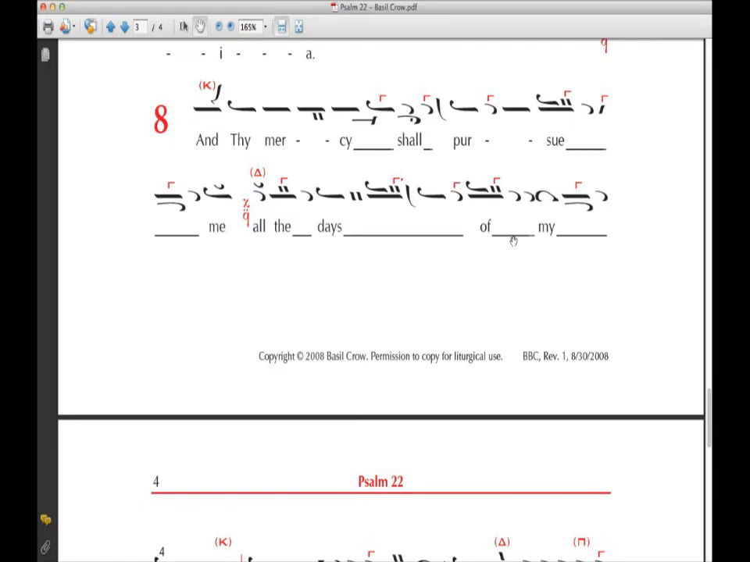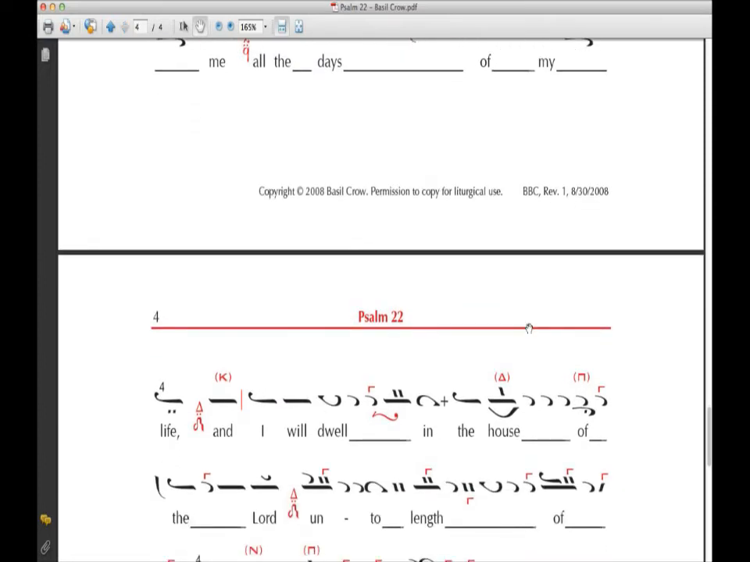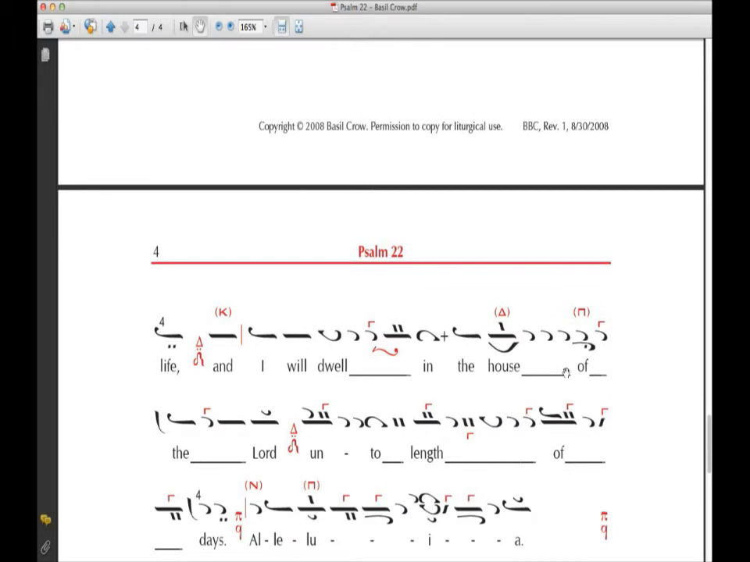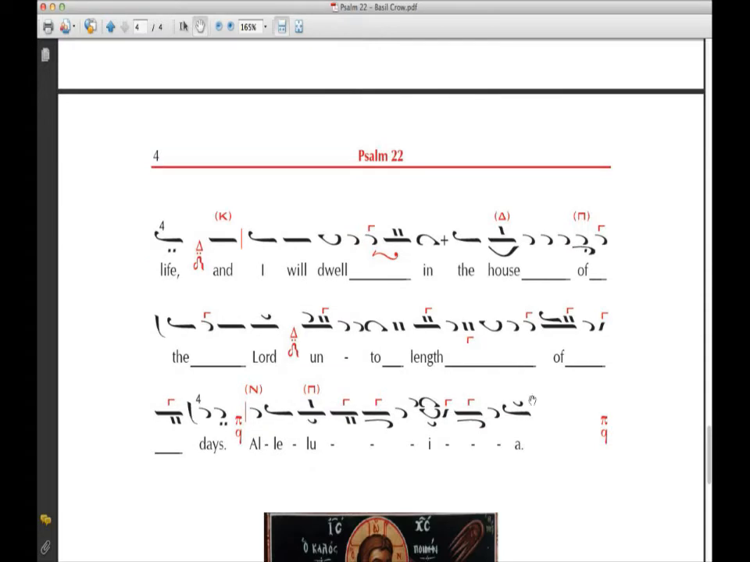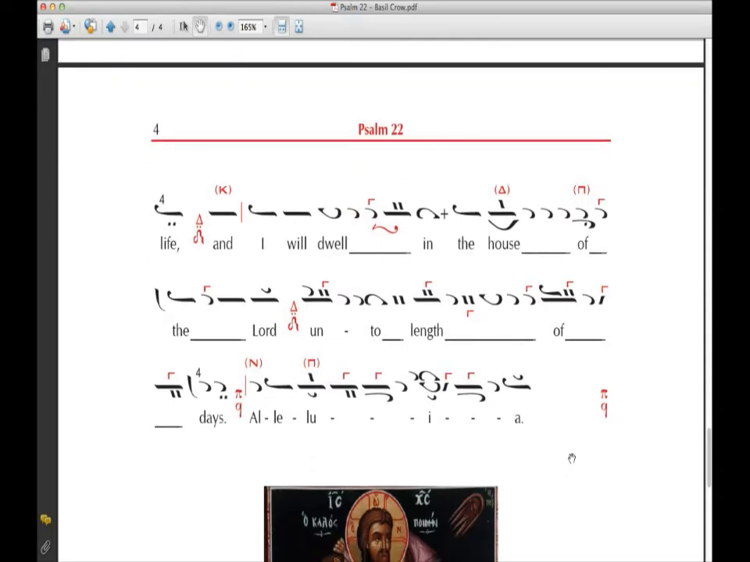And thy mercy shall pursue me all the days of my life, and I will dwell in the house of the Lord unto length of days. Hallelujah.